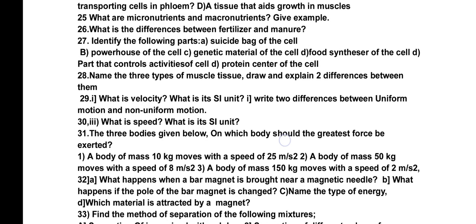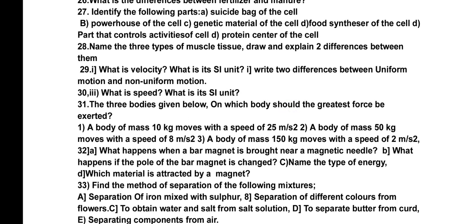Now the next question is 27th question. Identify the following parts. Suicide bag of the cell is lysosome. Powerhouse of the cell is mitochondria. Genetic material of the cell is nothing but the DNA or chromosomes. Food synthesizer of the cell is the chloroplast. Part that controls the activities of the cell is nucleus. Protein preparation center of the cell is the ribosome.